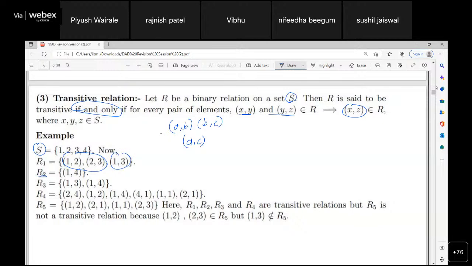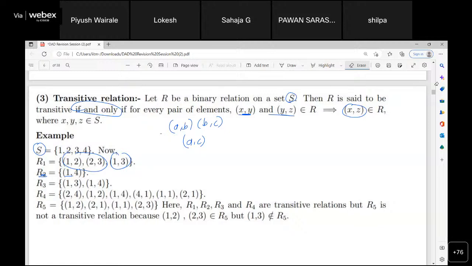So can I say R2 is a transitive relation based on this definition? Yes, anyone? No. No. Why no? Yes, sir. It's transitive. Yes, it is transitive, right? It's transitive. So because 4 comma 1 is not present here, right? In that particular R2. That's why.